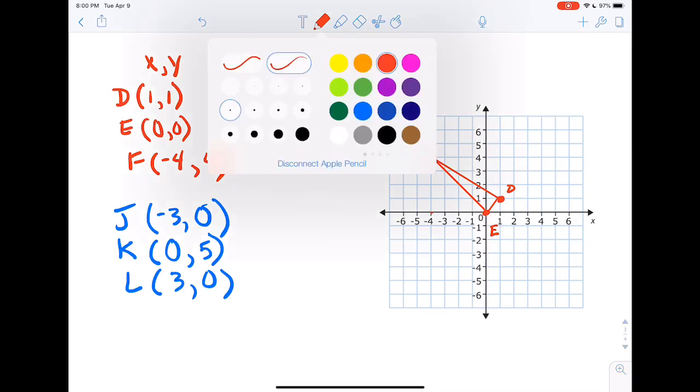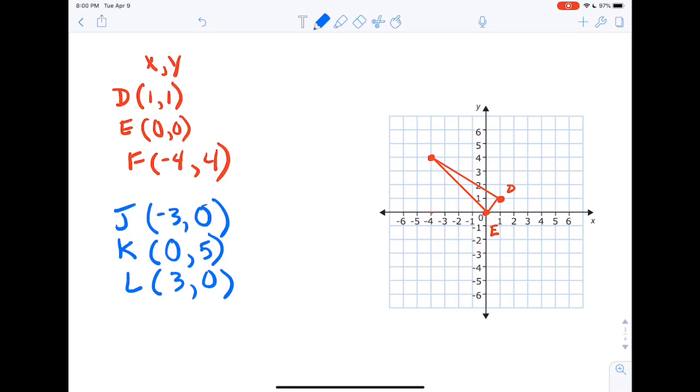Okay, let's try the blue coordinates. So we have J, that's a -3 and a 0. So I go over on the X to the -3 and I stay at the 0. Then I have K that starts on the 0 on the x-axis, and then it goes up on the y-axis all the way to 5. And then I have L, which is 3 and 0. Look at that. I wonder if that's going to be another triangle.